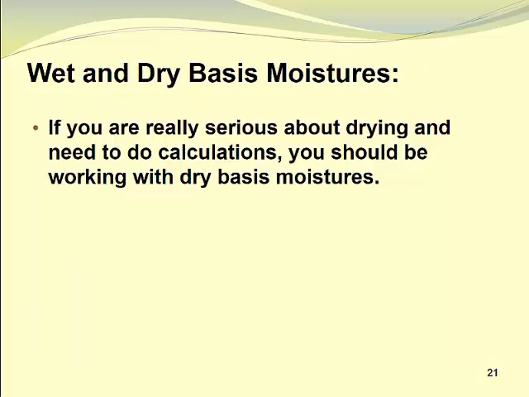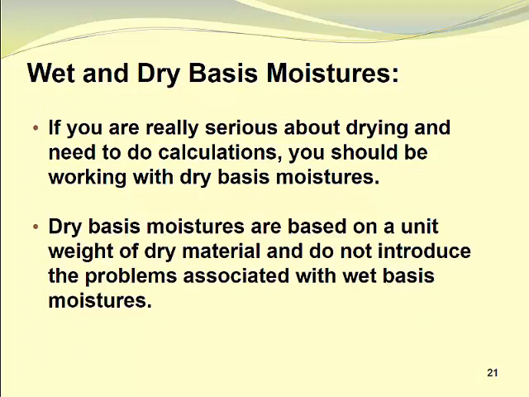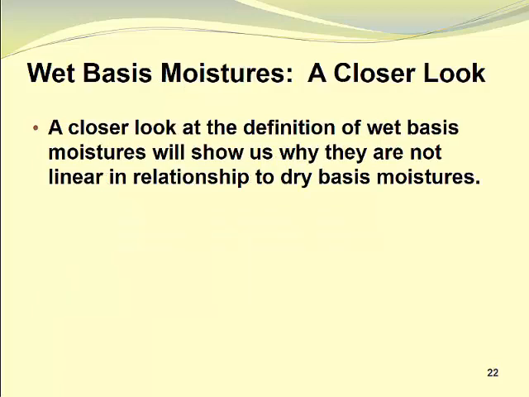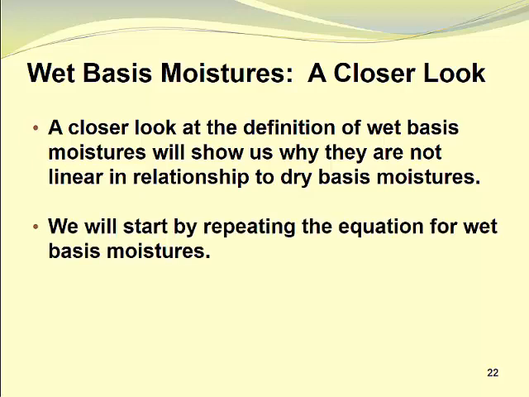If you are really serious about drying and need to do calculations, you should be working with dry basis moistures. Dry basis moistures are based on a unit weight of dry material and do not introduce the problems associated with wet basis moistures. A closer look at the definition of wet basis moistures will show us why they are not linear in relationship to the dry basis moistures.